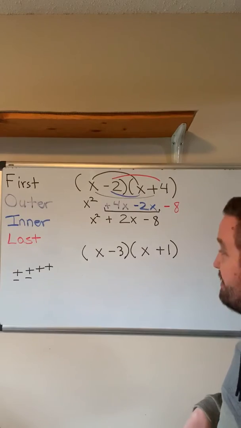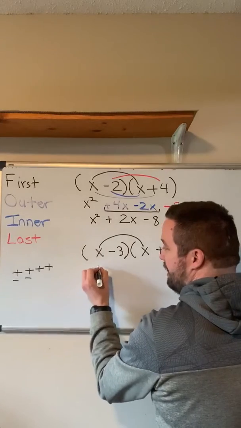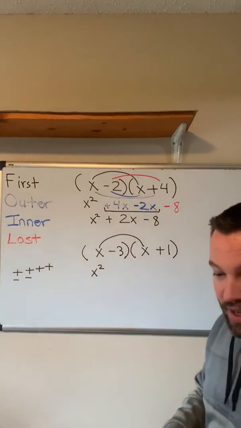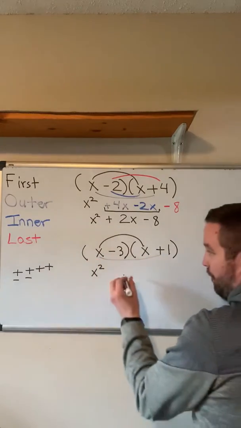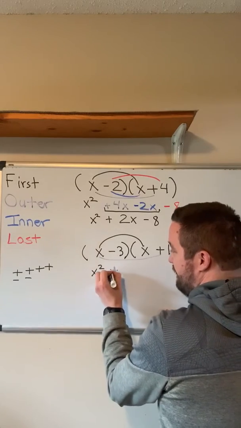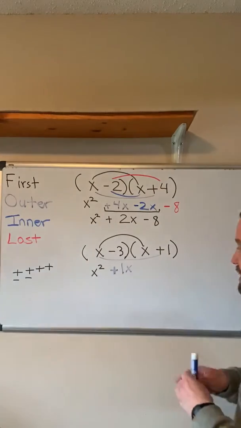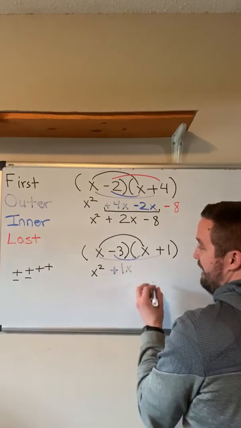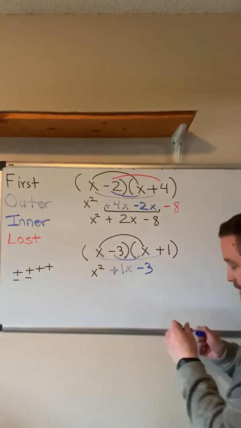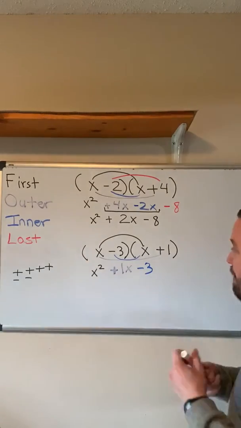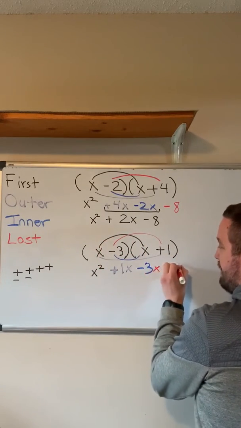So our process is going to stay the exact same here. x times x is x squared. The outside terms is where I've got a positive x times a positive 1. That's going to give me a positive 1x. Then here's where I've got a negative times a positive. That's going to be a negative. And 3 times 1 is a negative 3x. And my last one is going to be a negative 3 times a positive 1, which is going to be a negative 3.